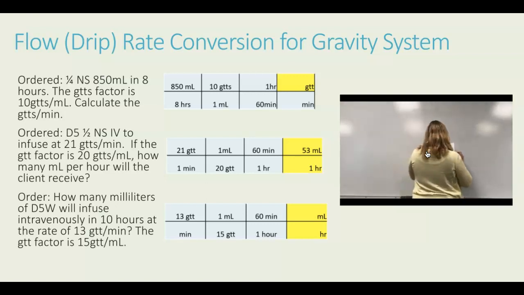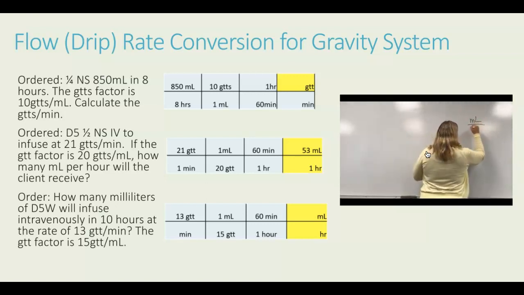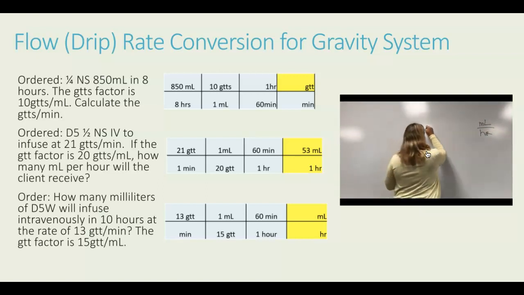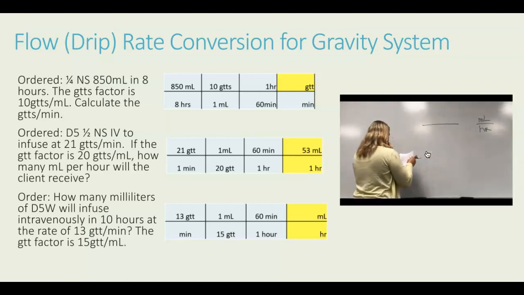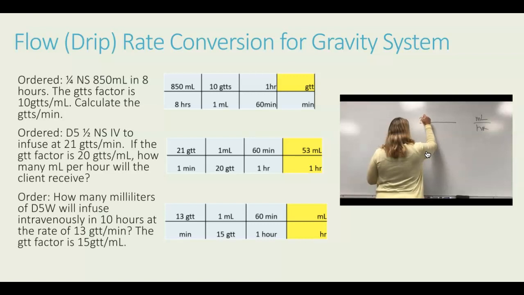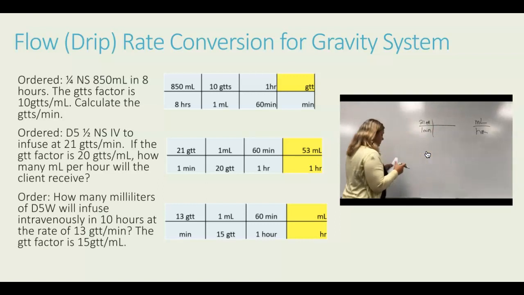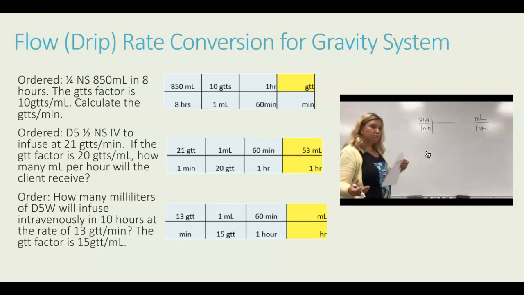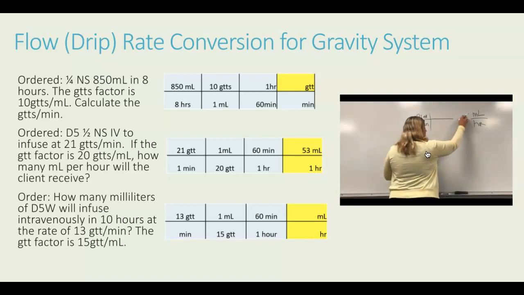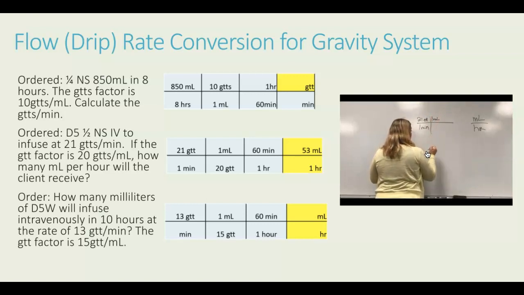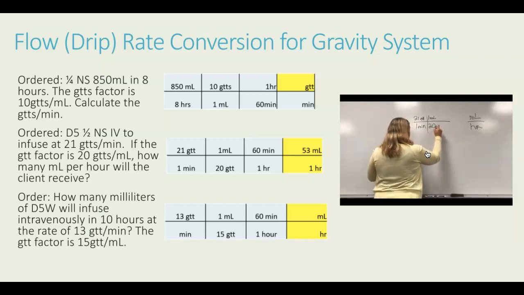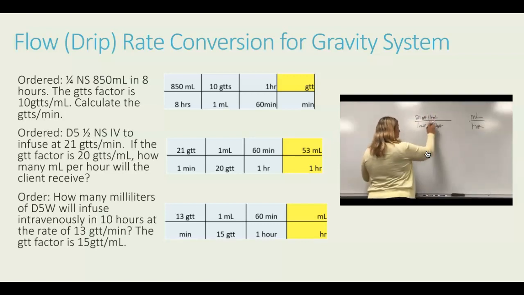So I'm solving for milliliters over hour. Okay? And let's see what information we're given. All right. We are given that it says 21 drops per minute, so I'll start with that. 21 drops over 1 minute. That's how fast it's going. And the drop factor on my IV set is 20 drops per milliliter. Well, I know I want milliliters up top, so I'm going to put 1 mil up here, okay? And I've got 20 drops down here.